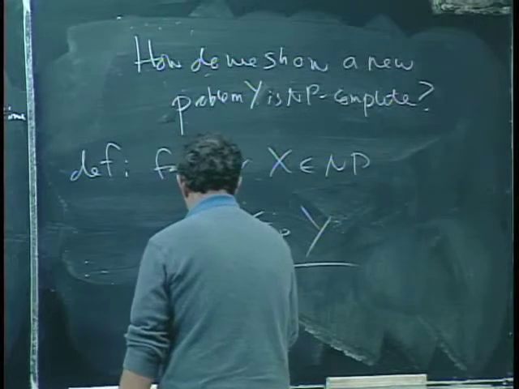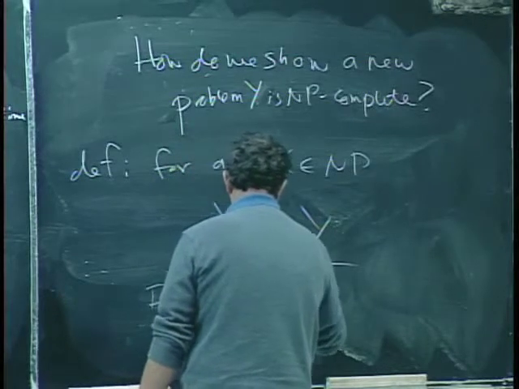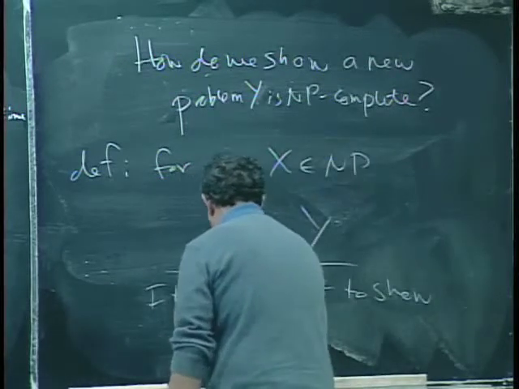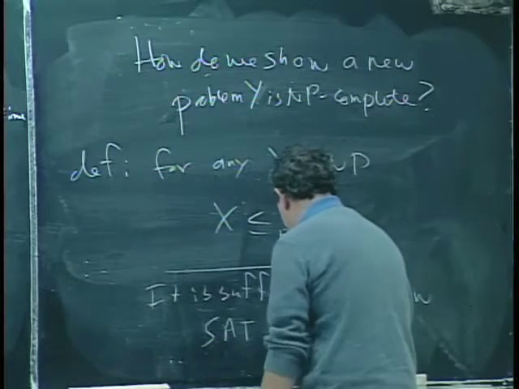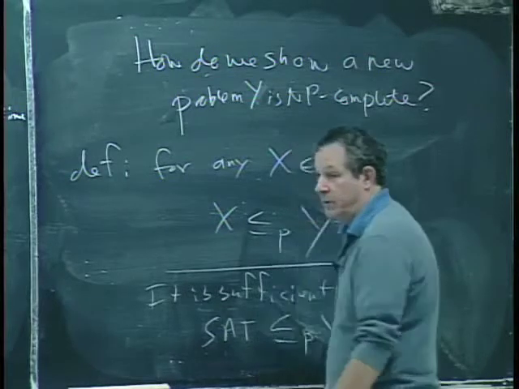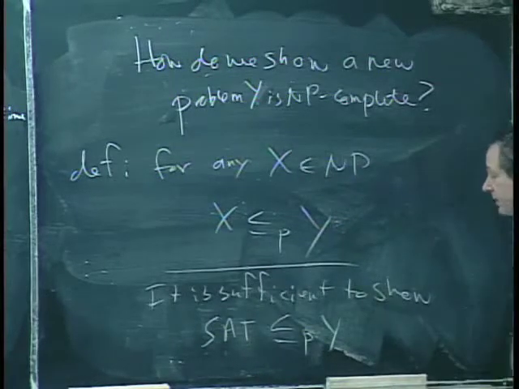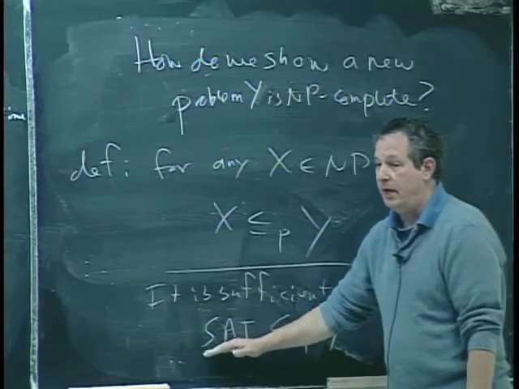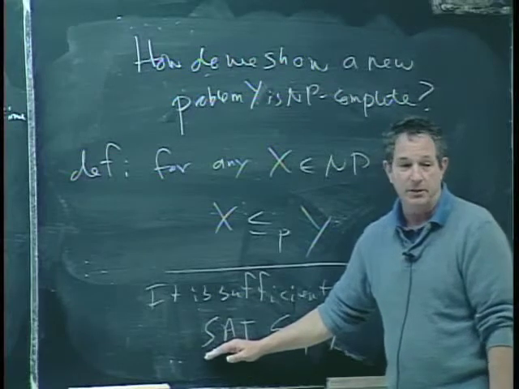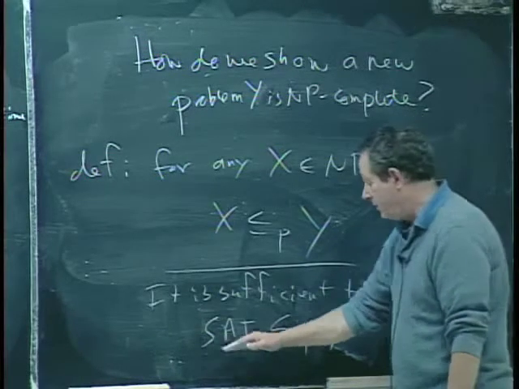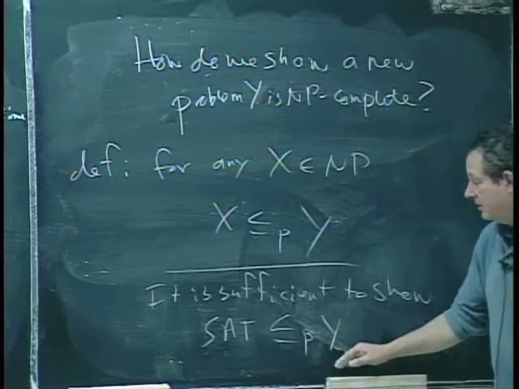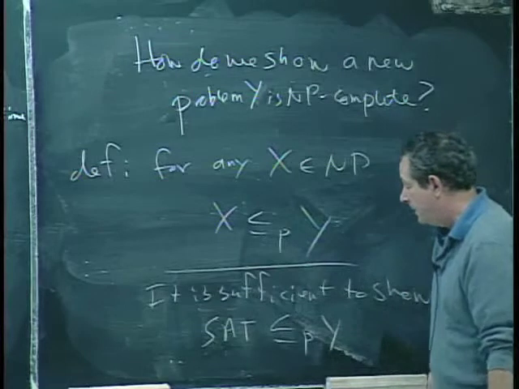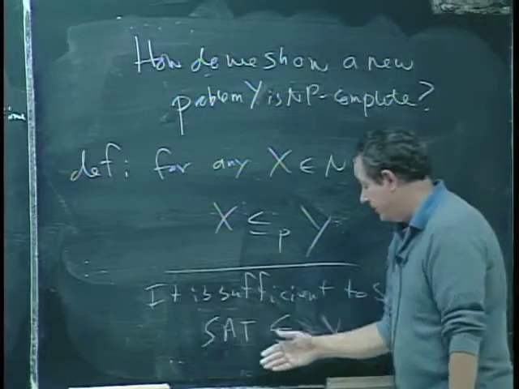It is sufficient to show that SAT, a specific known NP-complete problem, reduces in polynomial time to Y. Because we know that every problem in NP reduces in polynomial time to SAT. We know that because SAT is NP-complete. So if SAT reduces in polynomial time to Y, then by transitivity, by the fact that polynomials of polynomials are polynomials, every problem in NP reduces to Y.